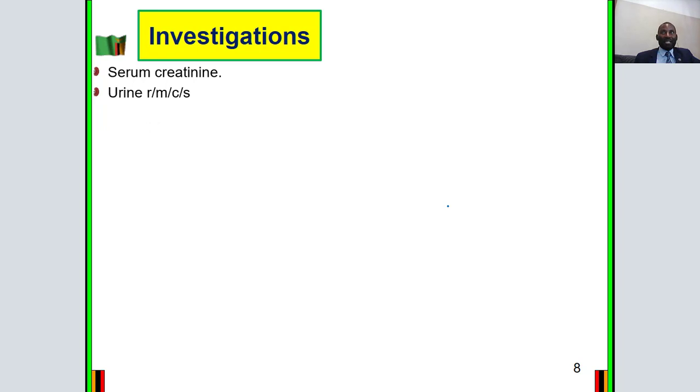Urine examination. So there's urine routine, microscopy, culture, and sensitivity. This simply means that it's not mandatory that every patient has to have urine routine, microscopy, and culture and sensitivity. That will depend on the condition. Maybe I've been managing this patient and it's not responding, so I want to know if the drugs I'm using are sensitive. Or I want to isolate the organism. That's when culture is indicated.